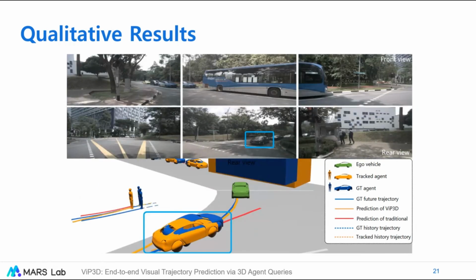In another example, the left turn signal of the vehicle in the blue box is flashing, indicating that the vehicle is about to turn left. However, traditional methods cannot capture such visual information and make a wrong prediction of going straight. In contrast, ViP3D successfully predicts the left turn.